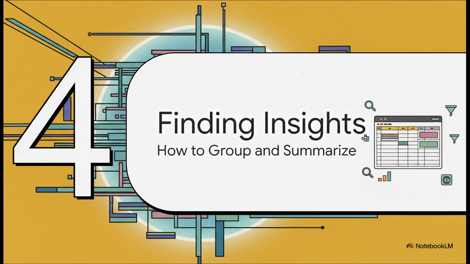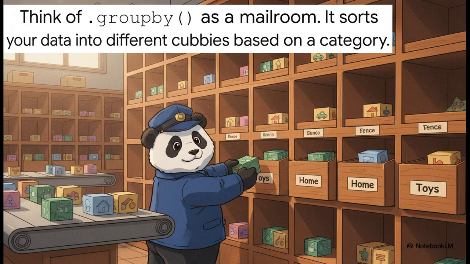Now, filtering is great for looking at individual records, but the real power of data analysis comes from seeing the big picture. We need to go from all these rows to some simple summaries. To do this, we use a super powerful method called .groupby. And the best way to think about it is like a mailroom. You tell the mail clerk, hey, sort all this data into different cubbies based on the product category. So all the electronics orders go into one cubby, home in another, and toys in a third.